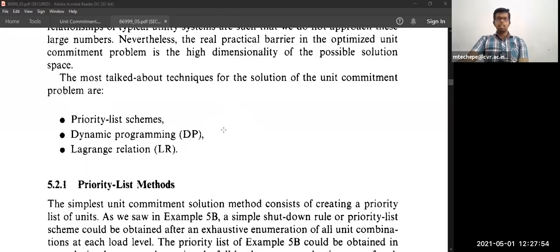Not that much easy, but somewhat easy. If your program is complete, if you are programming for 40 generating units or 20 generating units and the entire program is completed, then after that it is easy. But doing the program and relating the things is very difficult. So dynamic programming and the Lagrange relaxation method are not majorly used. So we are going for the priority list method.